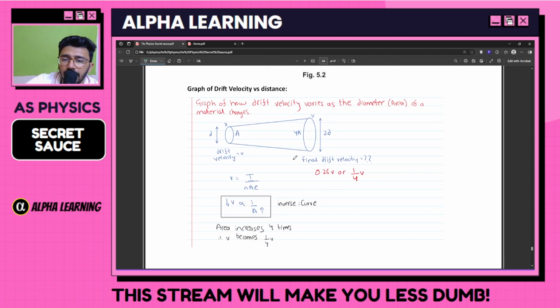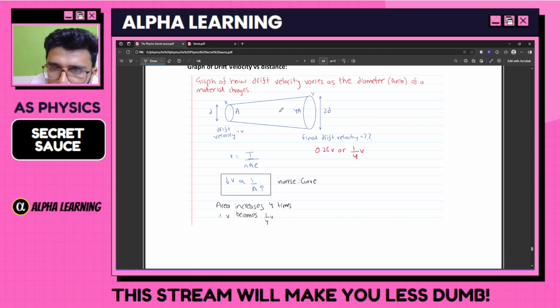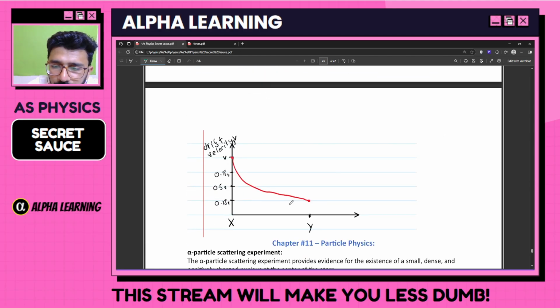Now you also have the graph of drift velocity versus distance. You can realize at the initial point, the diameter is d and the area is A. At the final end, or at the right side of the cylinder, your diameter becomes 2d, so your area will be 4A. Now you also realize drift velocity is equal to current over nAe. Drift velocity is inversely proportional to area. If area increases by 4 times, drift velocity decreases by 4 times. This is your graph for drift velocity versus the distance traveled or versus the area.